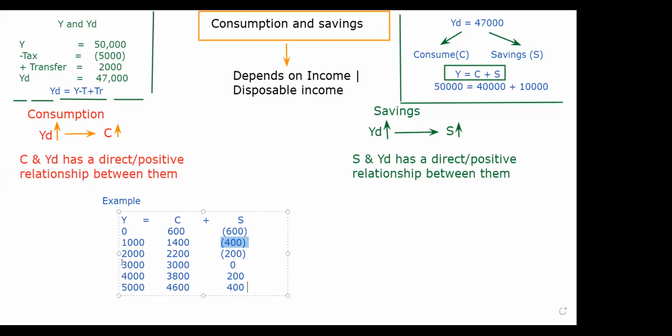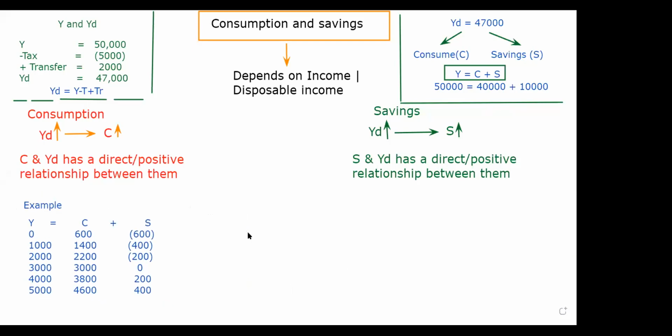Same way, when you come to, let's say, 3,000, you're earning 3,000, you're consuming 3,000, which means you're saving zero. So Y is 5,000. If you're consuming 4,600, that means you're saving 400. So remember, savings initially will be negative and then only it will be positive. I will come into these concepts of marginal propensity to consume, average propensity to consume and all. But before I come into all of that, shall we just look at a graph?